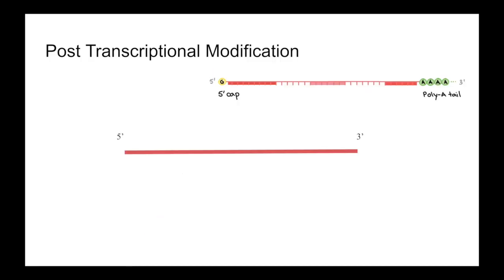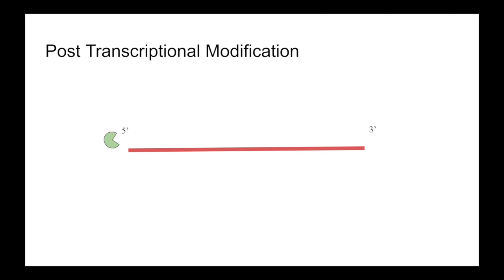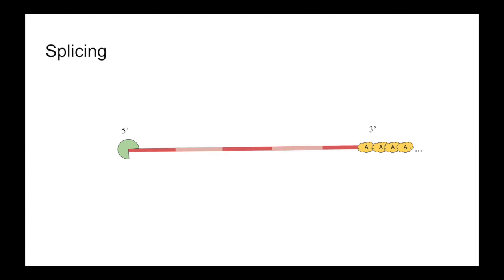Post-transcriptional methods. At the 5' end of the RNA strand, a 5' cap, the green Pac-Man shape, that consists of 7 Gs is added. At the 3' end, a poly A tail is added. This consists of anywhere from 50 to 250 As. This provides protection from enzyme digestion in the cytoplasm.